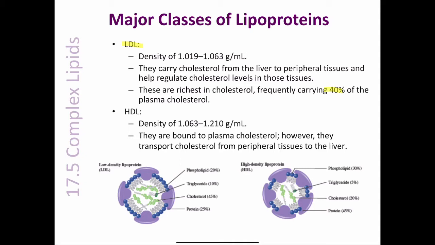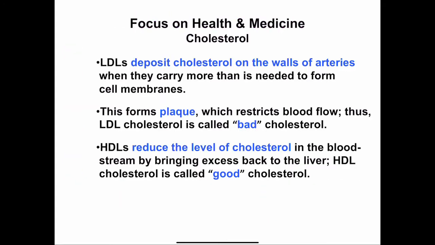HDL, or high-density lipoproteins, have a density ranging from 1.063 to 1.210 grams per milliliter. They are bound to plasma cholesterol, however, they transport cholesterol from the peripheral tissues to the liver. Low-density lipoproteins deposit cholesterol on the walls of arteries when they carry more than is needed from cell membranes. This is why a diet that's high in cholesterol can lead to plaque, which restricts blood flow. Thus, we call LDL bad cholesterol.